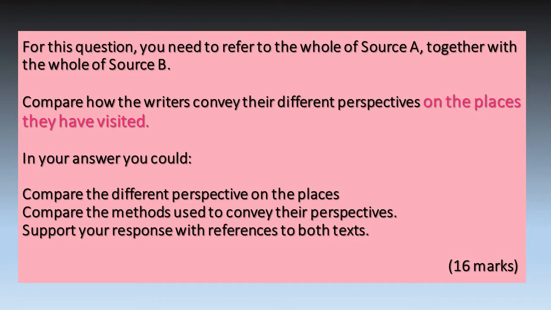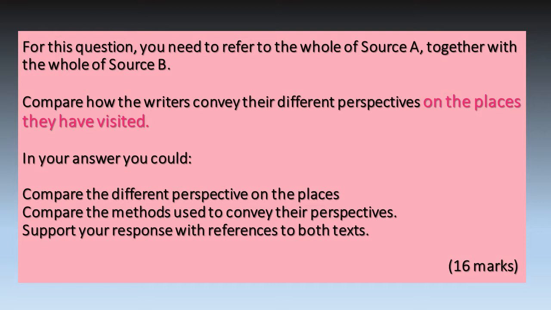Okay, here is the question. For this question, you need to refer to the whole of source A together with the whole of source B. Compare how the writers convey their different perspectives on the places they have visited. In your answer, you could compare the different perspectives on the places, compare the methods used to convey their perspectives, and support your response with references to both texts. And it's 16 marks. That is exactly how it will be written to you on the day of the exam.